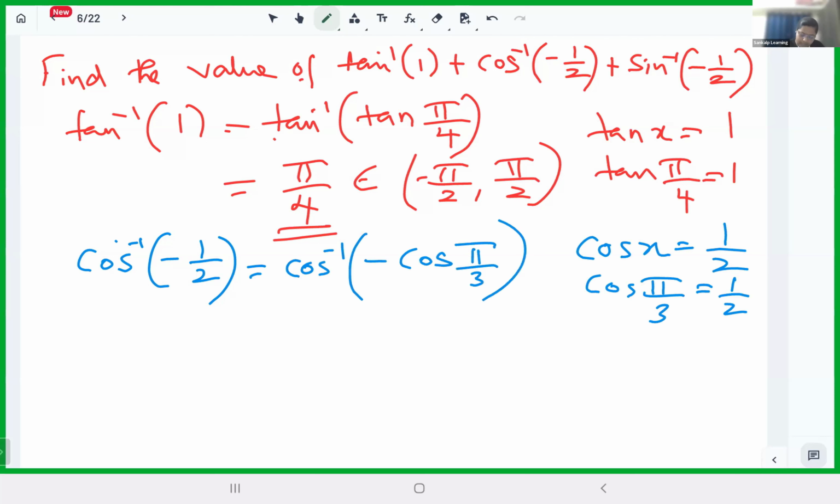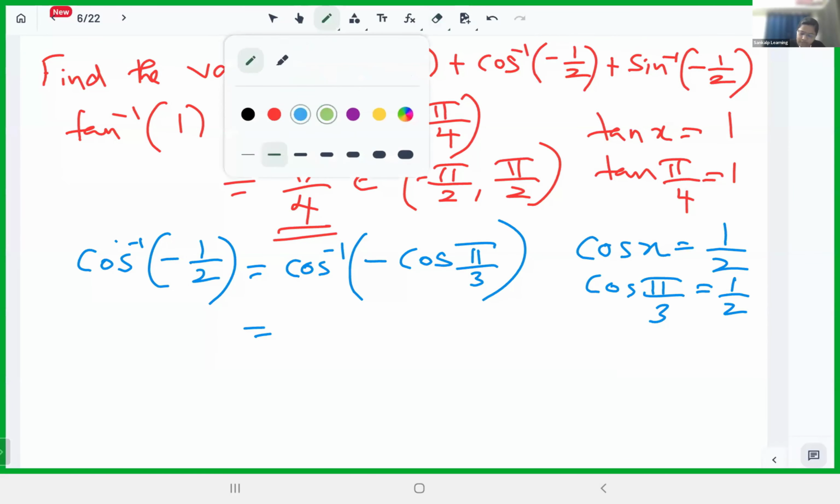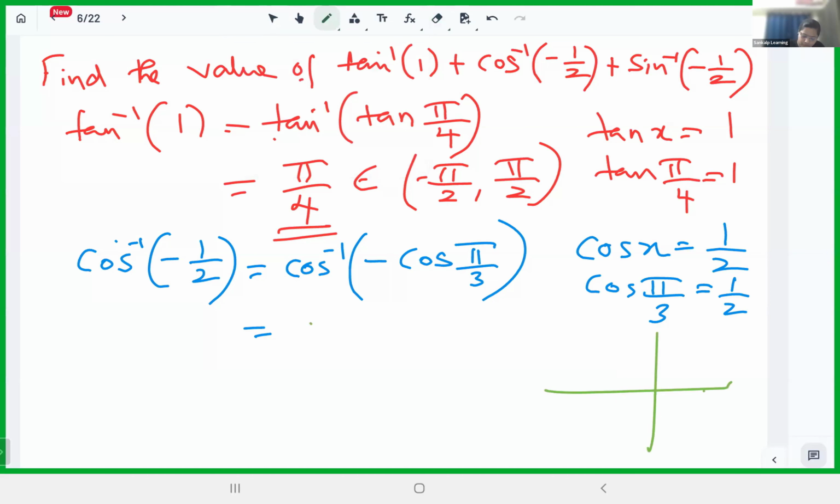All right. Again, cos does not satisfy the property of minus x, right? Cos does not satisfy that property. So we have to apply the reduction formula. So how will you apply the reduction formula? That is, we have to make this one positive.